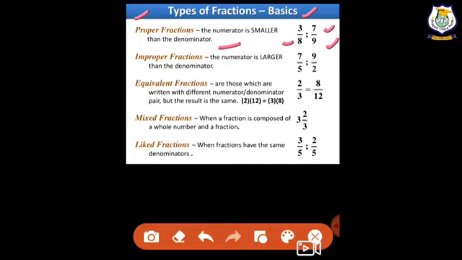Now the improper fraction is just the opposite of the proper fraction. The numerator is larger than the denominator. Here the numerator is always larger than the denominator. 7 and 5. 7 is larger than 5, so it is an improper fraction. And 9 and 2. 9 is larger than 2, so that is also an improper fraction.